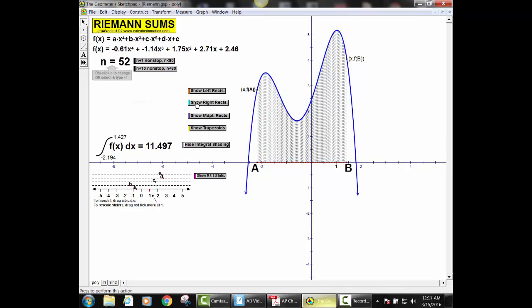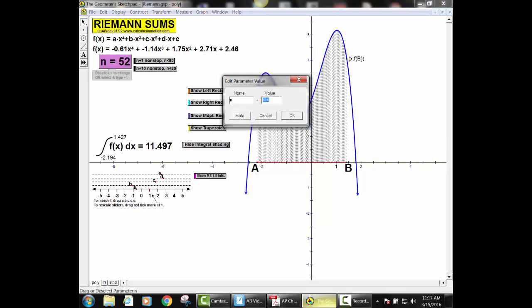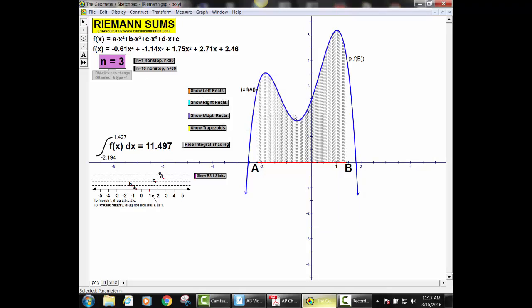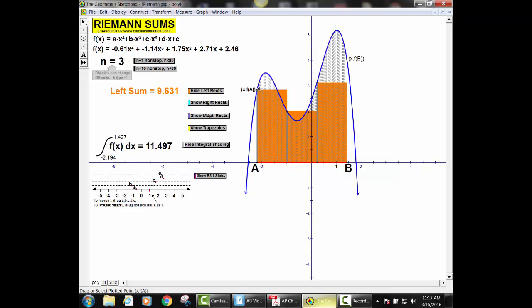So those were left rectangles. Let me show you again. Let me just start at 3. You'll see the height of the rectangle touches the curve at the left side of the rectangle, at the left side.